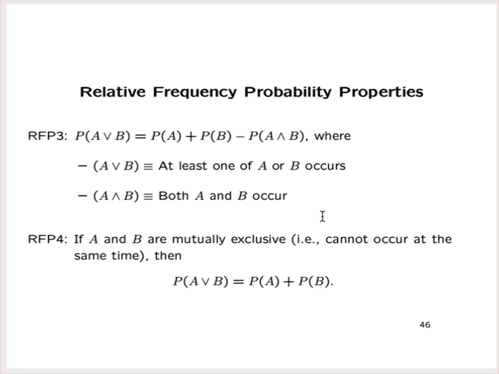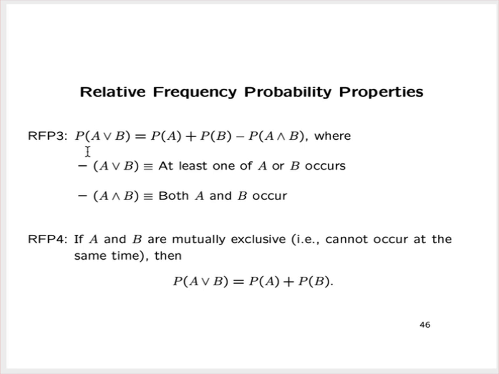All right? So with that notation, then RFP3 says the probability that at least one of A or B occurs is always going to be equal to the probability that A occurs plus the probability that B occurs minus the probability that both A and B occur. All right, so that is RFP3, and this is always going to be true.